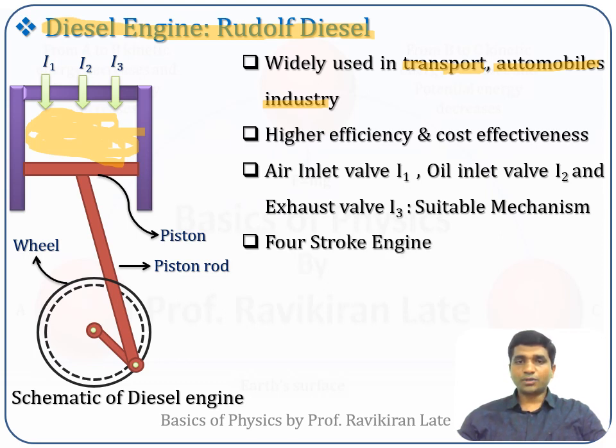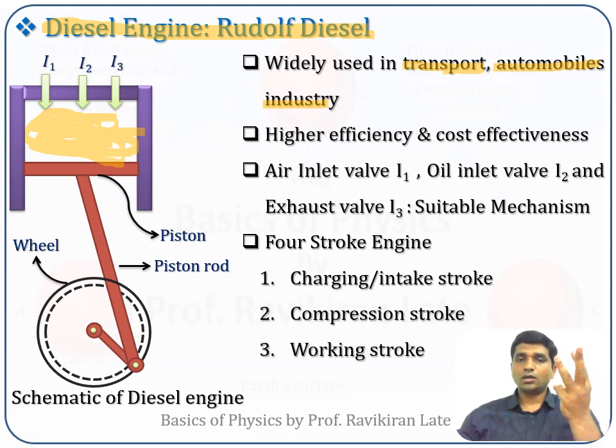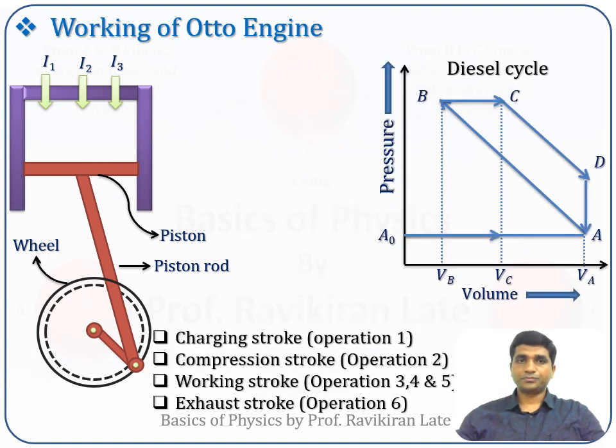If you consider operation wise, the diesel engine is a 4-stroke engine. It consists of 4 strokes, that is nothing but the charging stroke, then compression stroke, working stroke, and the exhaust stroke. These are the 4 strokes in the case of a diesel engine. That is why it is called a 4-stroke internal combustion engine.